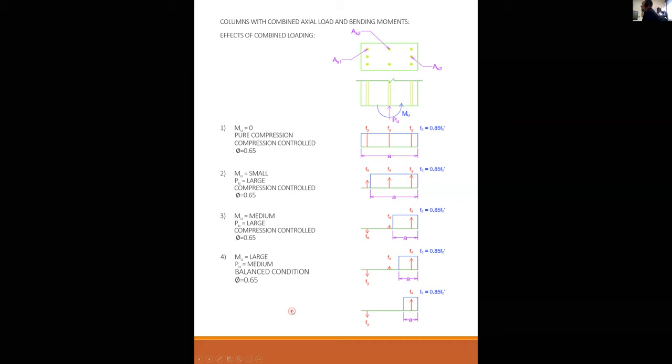And then the last condition, where I have a large moment, small axial load, this is acting much more like a beam now. The stress in the tension steel is fully yielded. The stress in the compression steel may or may not be yielded depending on proportions. A is smaller still, but this section, because the rebar has yielded, is now in the tension controlled region where phi is equal to 0.9. Okay, so this I think is a fairly useful study of the stages as a column goes from complete compression to complete bending.